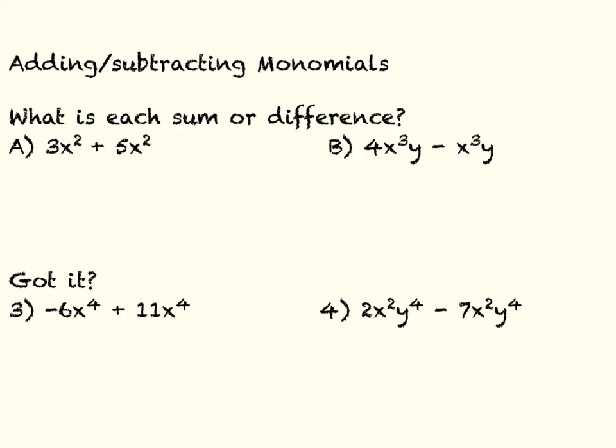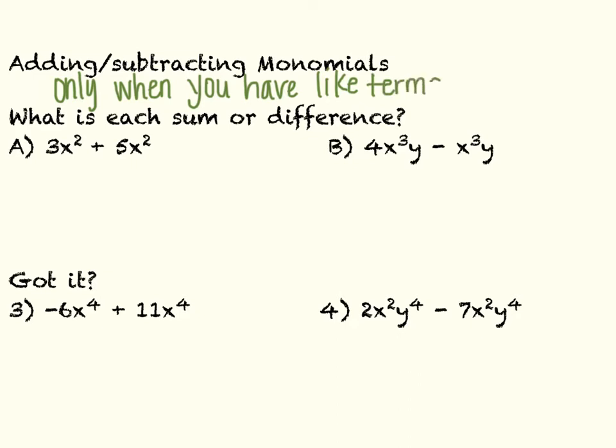Okay, now we're going to add and subtract monomials. You can add and subtract only when you have like terms. You're going to hear me say that a lot. I'll say you can't add that, that's not like terms. Like terms. What does it mean to be alike? It means you're the same.